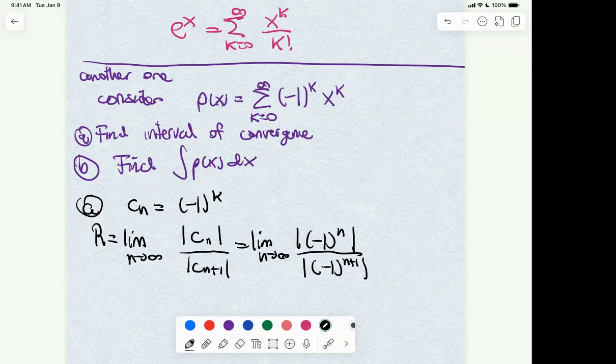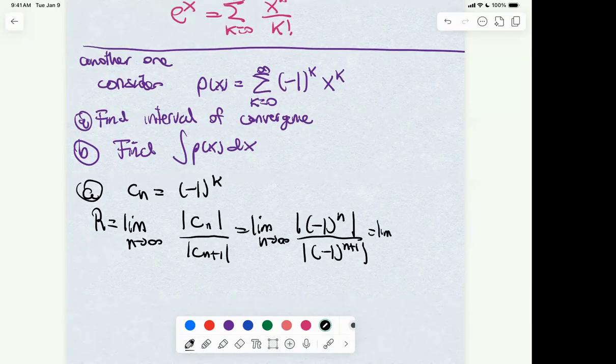Okay, there's not much to compute here because absolute value turns everything into positive, right? This is always -1 or 1 depending on whether n is even or not, but absolute value just turns everything into ones. So you just get 1/1, which is 1. It doesn't depend on n at all, right? It's just 1.